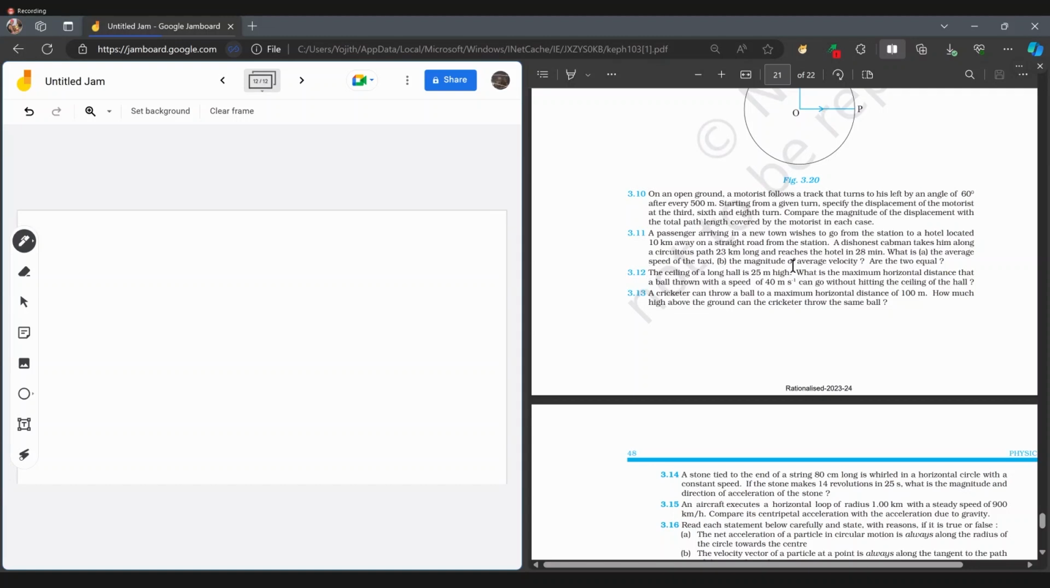The ceiling of a long hall is 25 meters high. What is the maximum horizontal length that a ball can be thrown with a speed of 40 meters per second without hitting the ceiling of the hall? So ceiling ఏమో 25 meters high ఉన్నది. Okay, height of the ceiling is 25 meters. Now a ball is being thrown at 40 meters per second. What is the distance without hitting the ceiling?